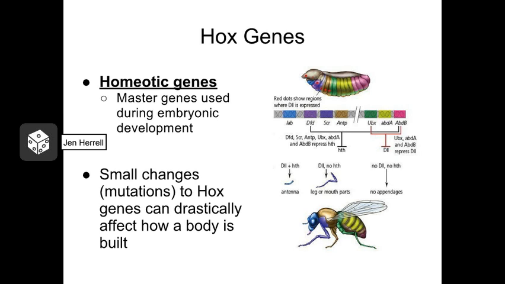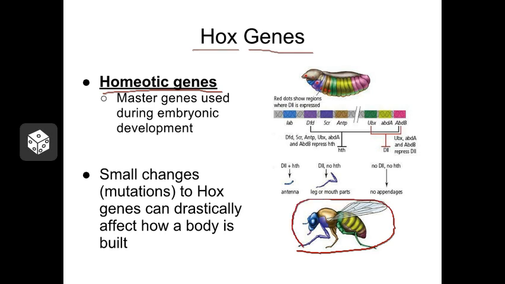Another great example of master genes are these genes we call Hox genes, also known as homeotic genes. Homeotic genes have been studied extensively in fruit flies, so fruit flies are going to be our example here. Now, homeotic genes are active in all animals when they are embryos, so only during embryonic development. And what these genes do is they send out messages that help segment the embryo into different parts.